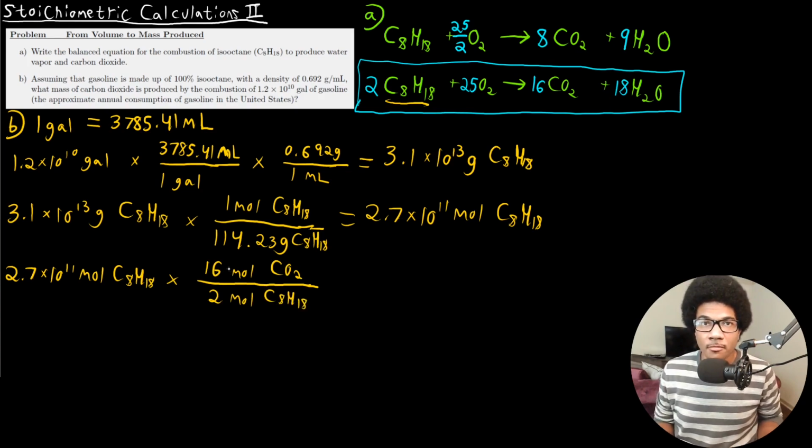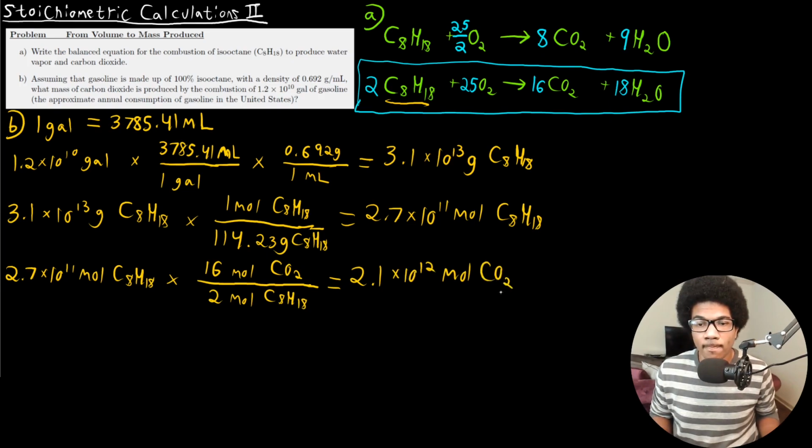Now, you can reduce this fraction if you want to, right? You can turn this to 8 over 1. Mathematically, it's going to be exactly the same. When I'm teaching these problems, I like to use the same stoichiometric coefficients that exist in the chemical equation just to avoid confusion. But obviously, mathematically, it's valid for you to reduce this fraction to 8 over 1 if you want to. You'll get the same answer. So here, this means that we'll produce 2.1 times 10 to the 12 moles of CO2. Okay, so that's how much CO2 is produced.